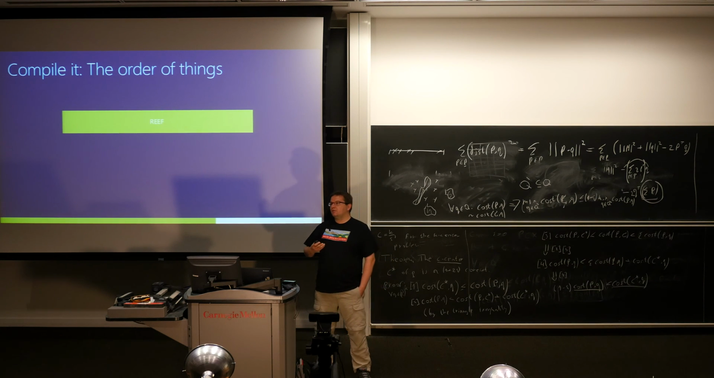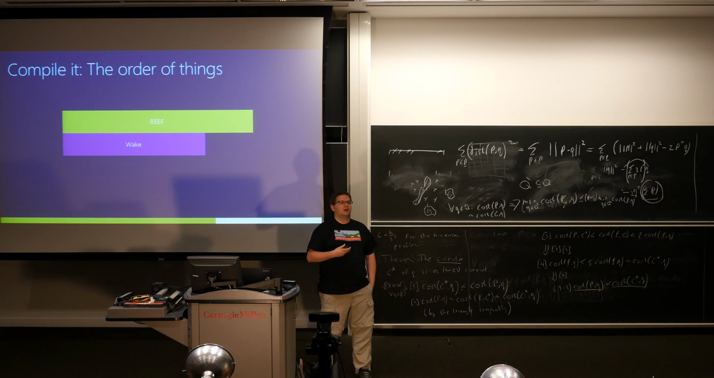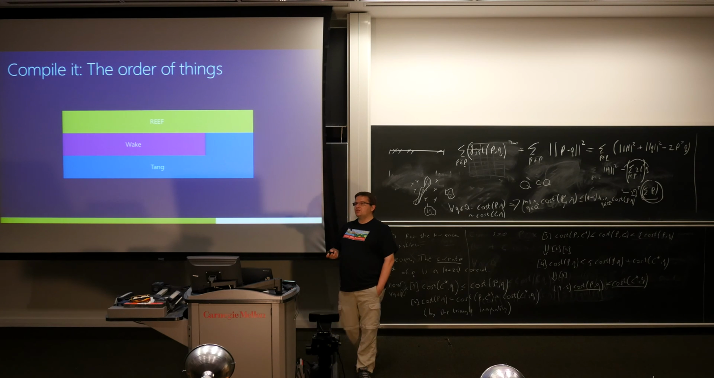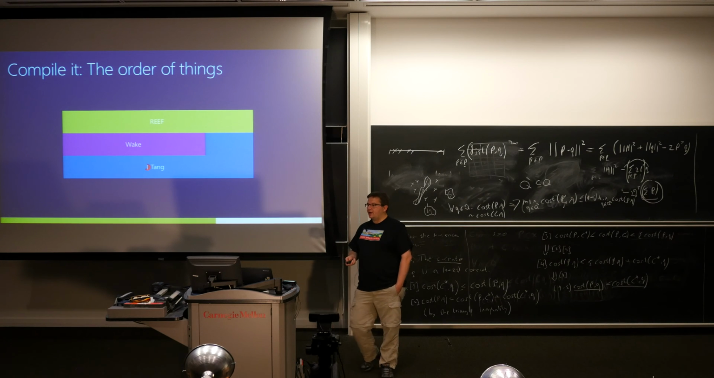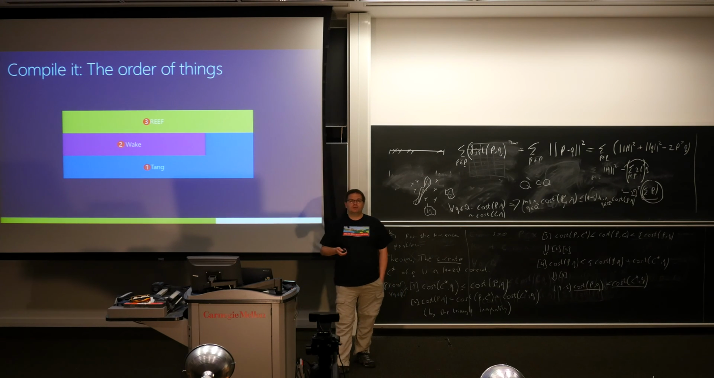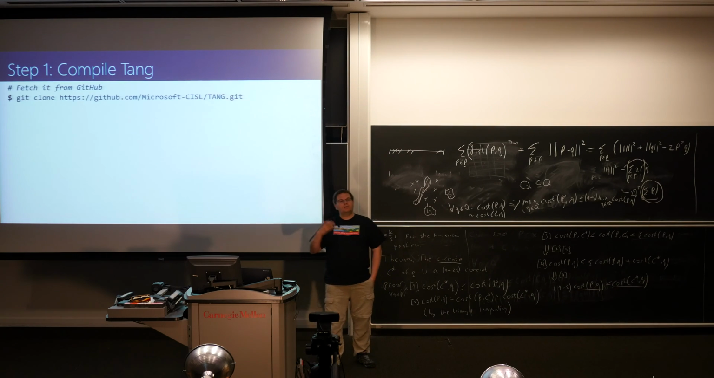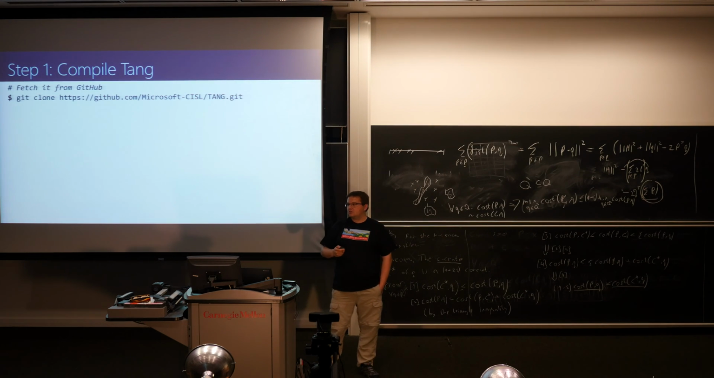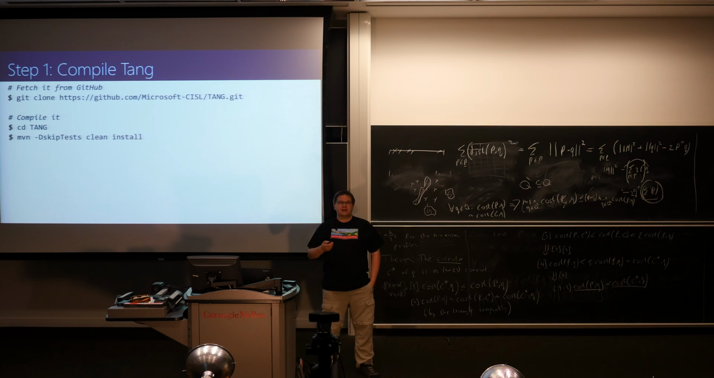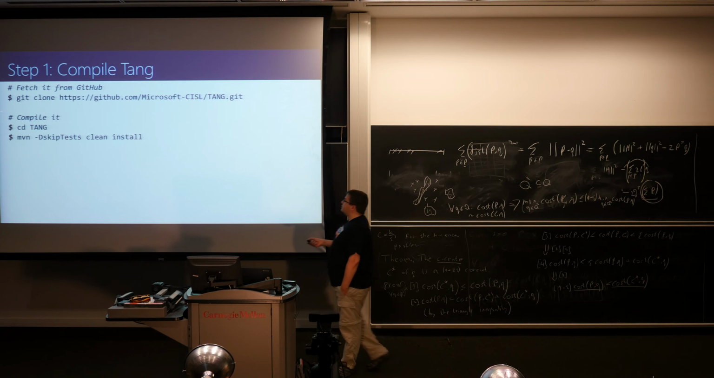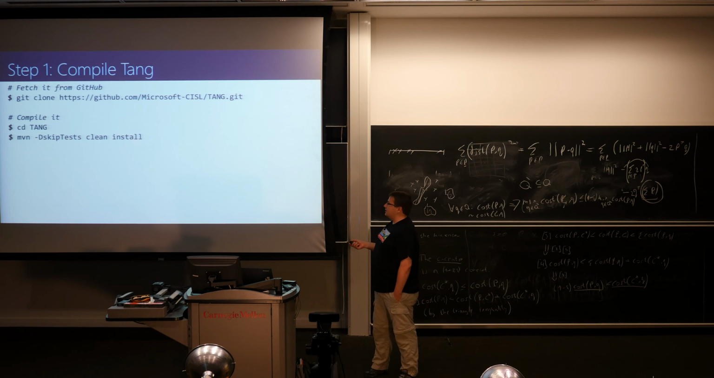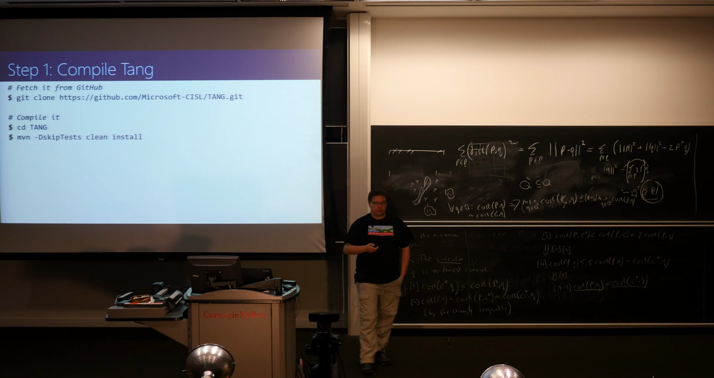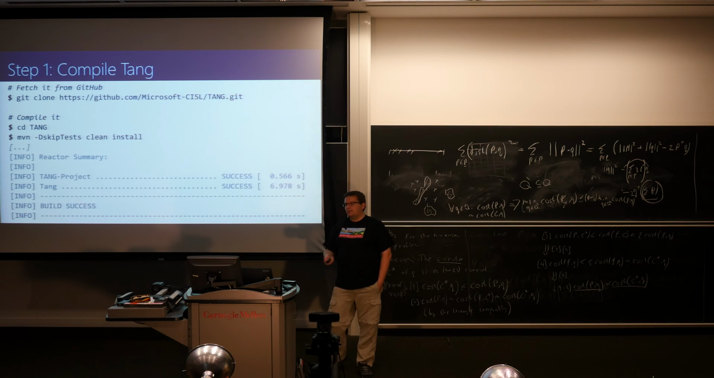So we compiled REEF, which depends on Wake, which is our messaging library, and Tang, which we use for configuration also in Wake. So whenever you compile anywhere, you want to compile Tang before Wake, before REEF. And when you compile Tang, we fetch it from GitHub. All of our code is hosted on GitHub. And then you just compile it with the standard Maven commands. mvn is the Maven command, and skip test is just for skipping the tests. Clean install means compile it and put it into the local repository. And then after some time, you get a build success message.